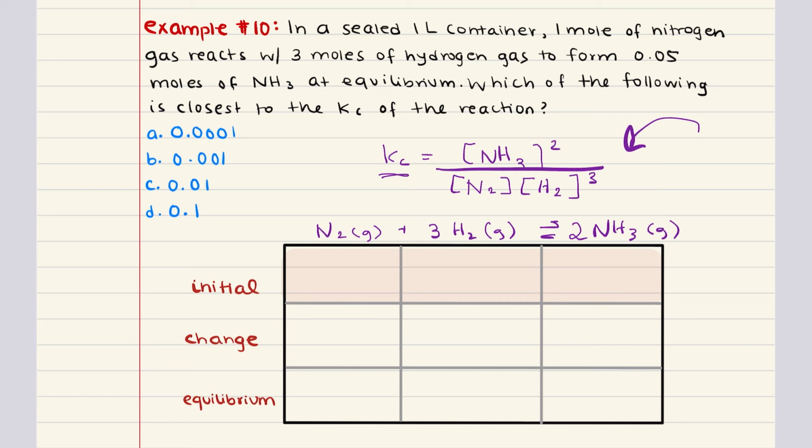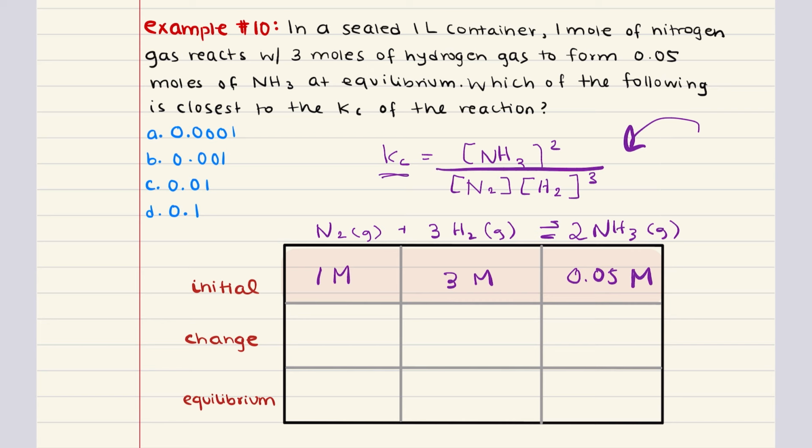So let's start off with what we know. We're given the number of moles for each species and the volume of the container, so we can easily calculate our initial concentrations. We have 1 mole of nitrogen gas, and we're going to do 1 mole divided by 1 liter to give us 1 molar for our nitrogen concentration. For hydrogen, we have 3 moles of hydrogen gas divided by 1 liter. Moles divided by liter gives us molarity. This is going to give us 3 molar for hydrogen gas. And then ammonia, we have 0.05 moles of ammonia, and we're going to divide that by 1 liter to get the molarity, which is going to be 0.05. So those are our initial concentrations for our reaction.